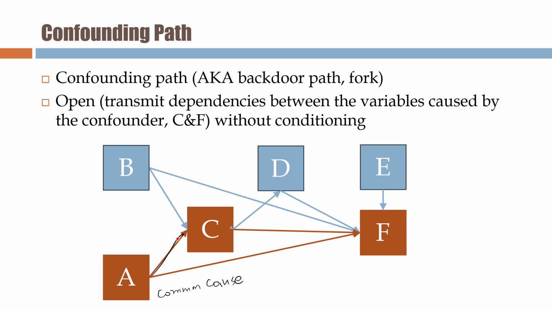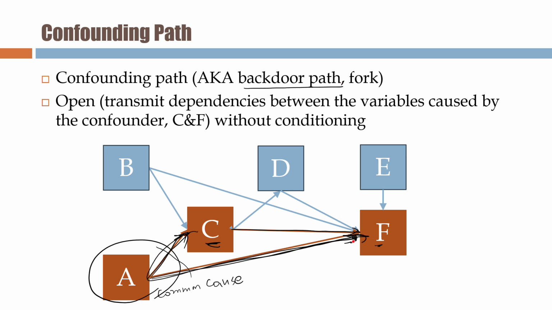Right? So A causes C and A causes F. Then does C cause F or not? Actually, we don't know, because A has some kind of effect. If you really want to know how C affected F, then you have to cut off this confounding effect. But first you have to find out what the confounding is. Sometimes we call this a backdoor path. You go through the back door, and then you can go to the front door, but this is a back door.